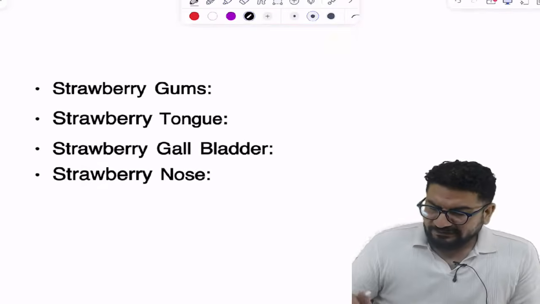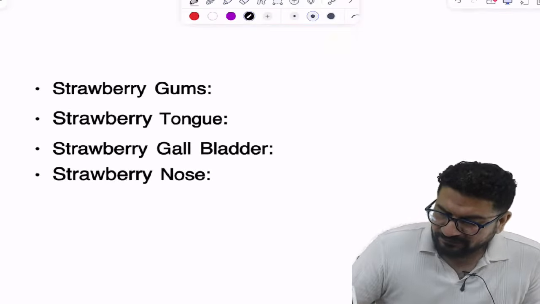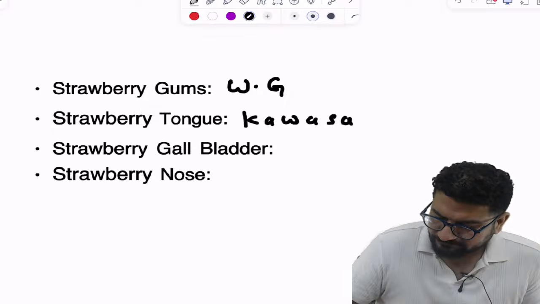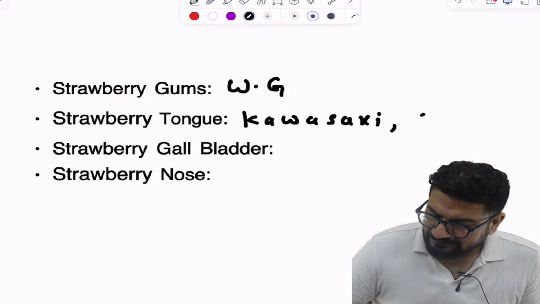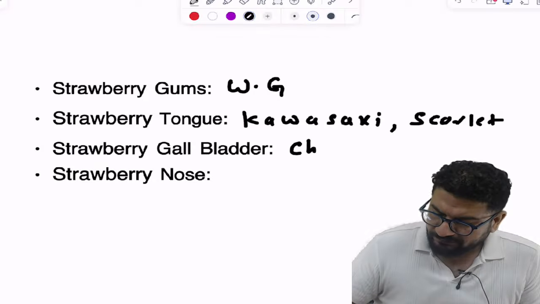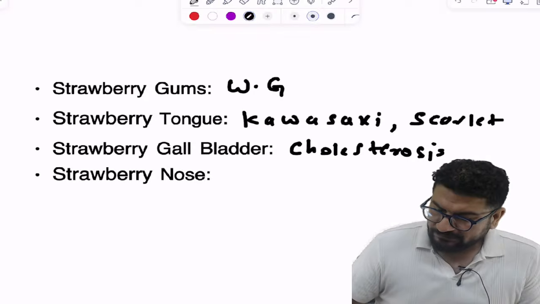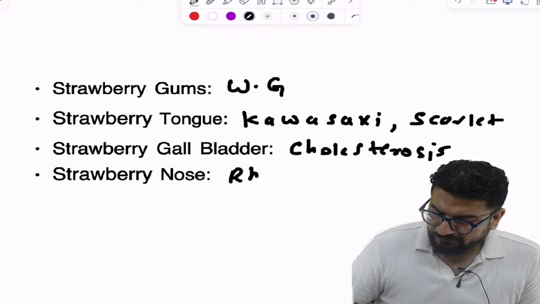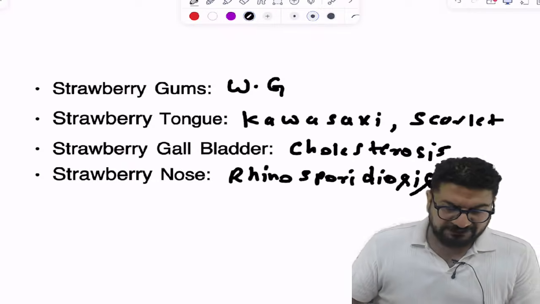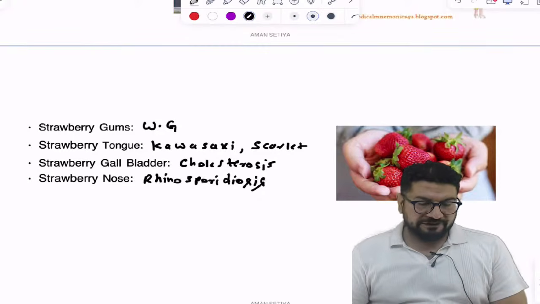Strawberries are seen in many places. Strawberry gums, it is seen in Wegener's granulomatosis. Strawberry tongue you will see in Kawasaki and scarlet fever. Strawberry gallbladder you will see in cholesterosis. And strawberry nose you will see in rhinosporidiosis. There is one more, strawberry vagina, that we see in trichomoniasis. So these are different types of strawberries.